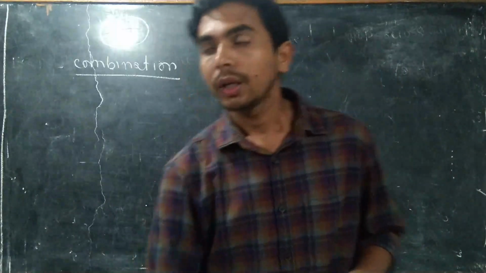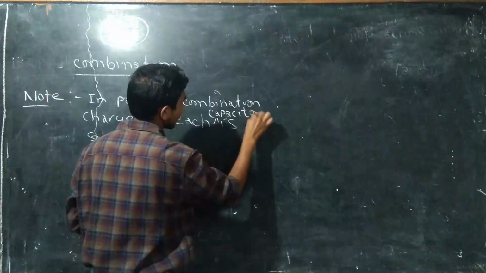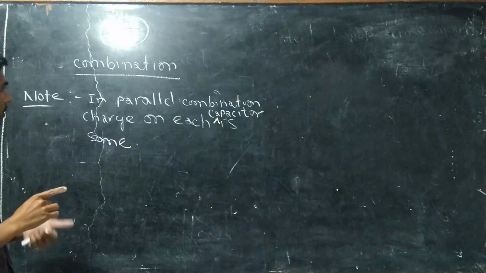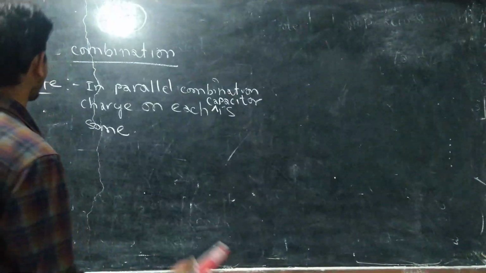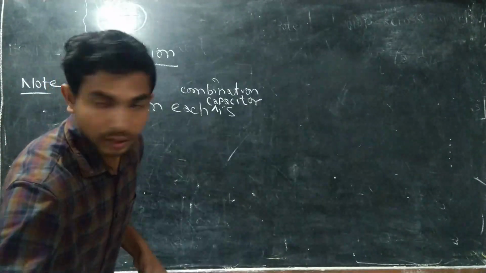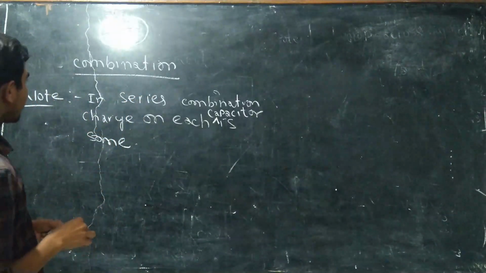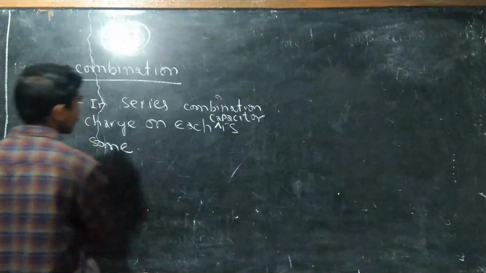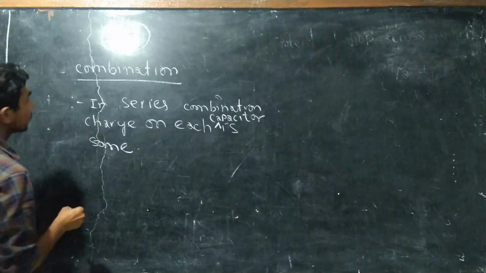In series combination, the charge on each capacitor is same. So just write it: in series combination, charge on each capacitor is same. Next I'm going to discuss parallel combination.